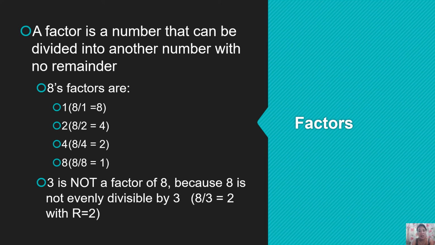Now, 3 is not a factor of 8 because 8 is not evenly divisible by 3. Kaya kung imo siyang i-divide og 3, ang answer 2, tapos naa siya'y remainder. With remainder, 8 divided by 3. So the answer is 2, with remainder 2.